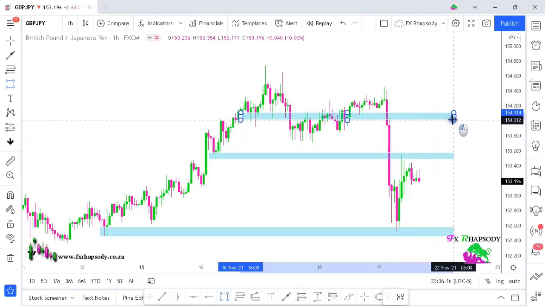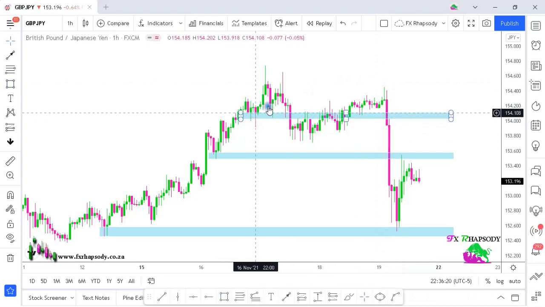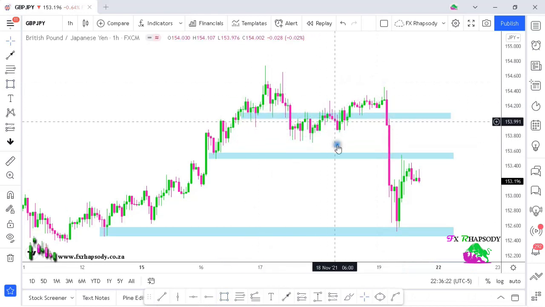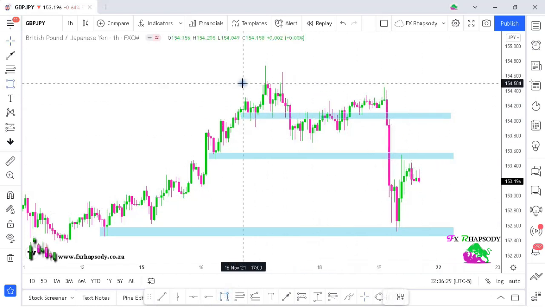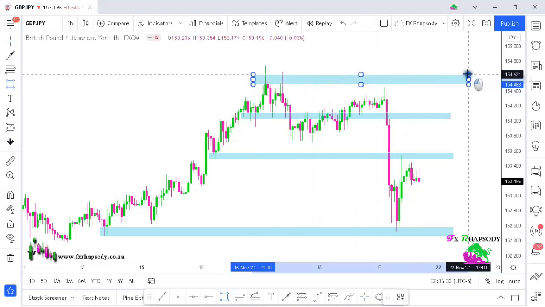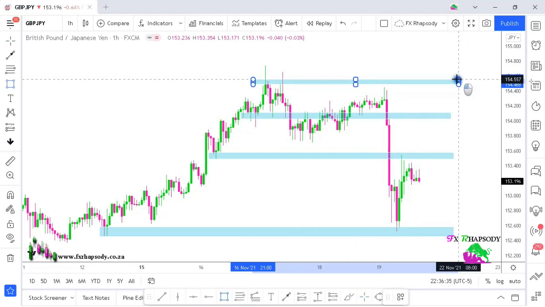Just expand that a little bit. So you can see this area was support, turned resistance, then broke, a little bit of support, and then broke for that, turning that into a resistance now. And then the obvious one will be the one at the top. So this will be a nice big one.